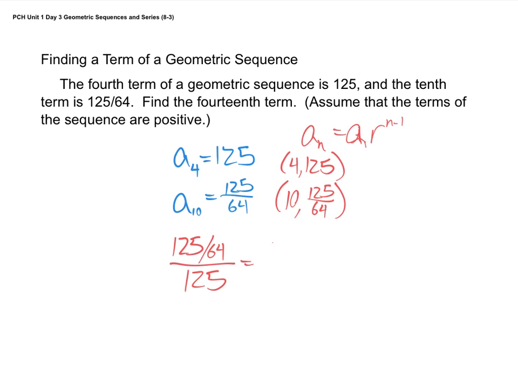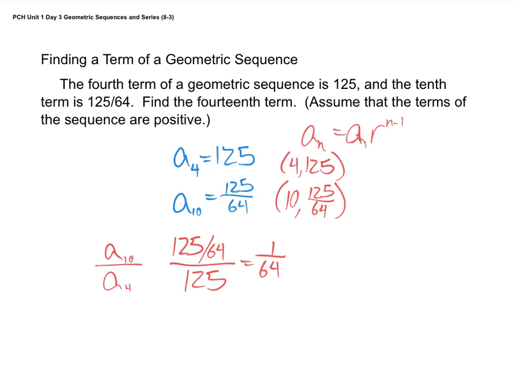1 over 64. Okay? So that's the 10th term divided by the 4th term, right? So what would I do with that? Doesn't that give you the R? A sub 10. Would you have 2 points next to each other? Yeah, like 3 and 4.